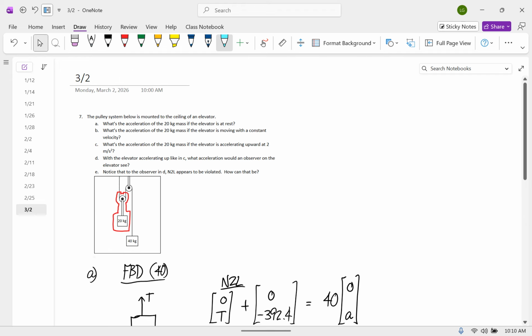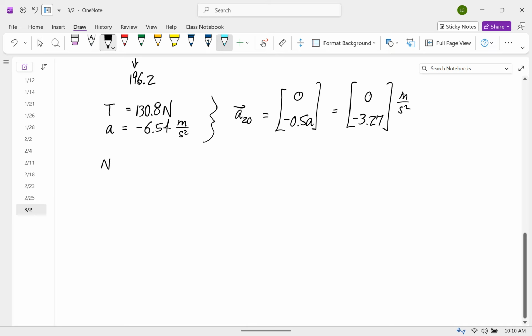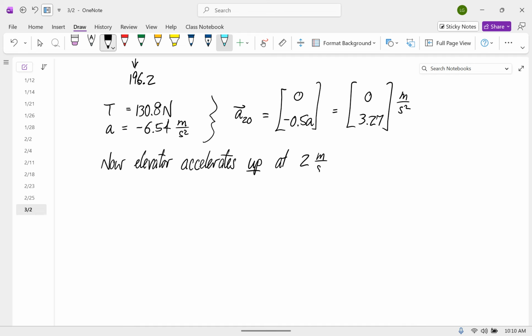And now I'm going to assume the elevator is accelerating up at 2 meters per second. Isn't it positive? Yes, that's what we just talked about. You're right. It is positive. Thank you. Now the elevator accelerates up at 2 meters per second squared. Okay, so we got to do this calculation over again.